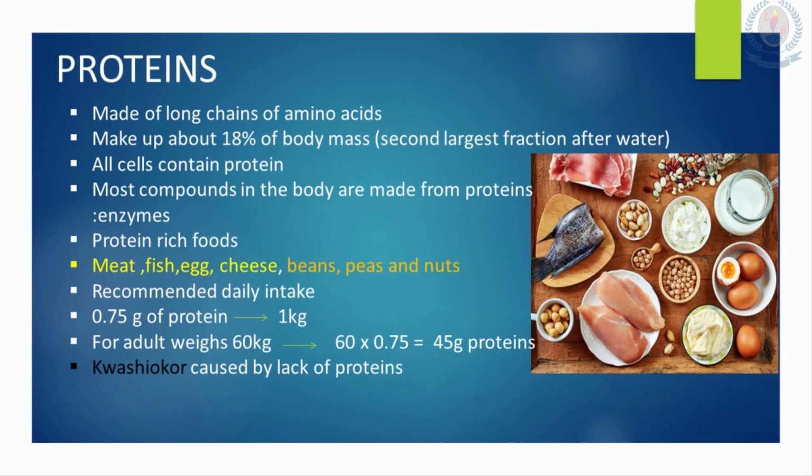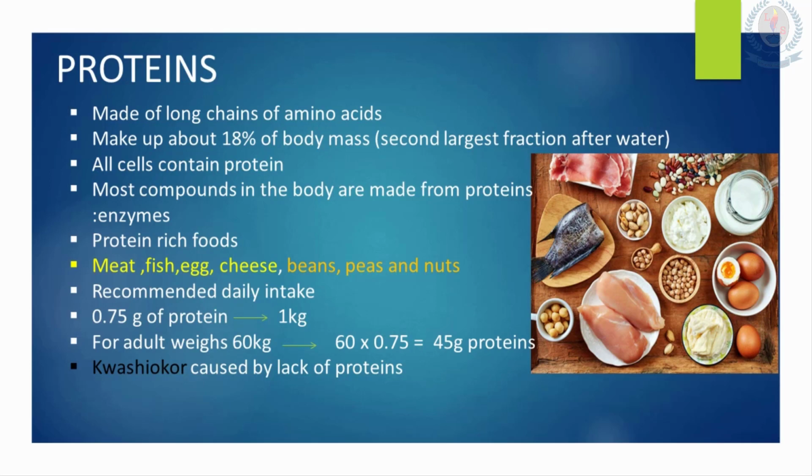Now let's see about proteins. So proteins are made out of long chains of amino acids. Proteins actually make up about 80% of our body mass, and this is the second largest fraction after water, and all cells contain protein. Most common compounds in the body are made out of proteins, and we need protein because it helps our growth and repairs our tissues. And mainly all the enzymes in our body are proteins.